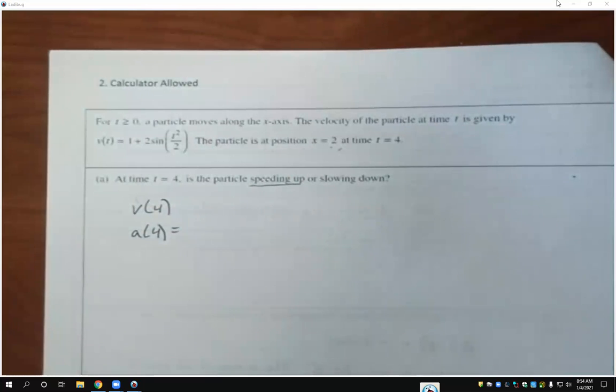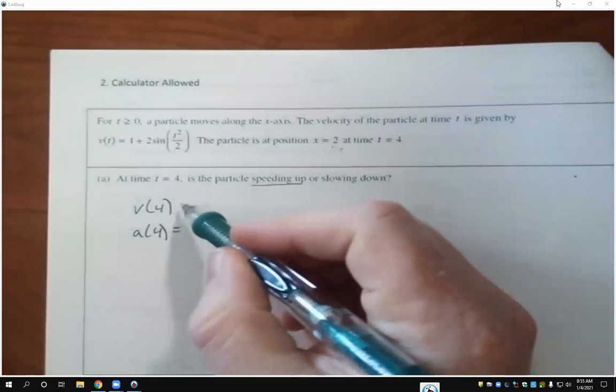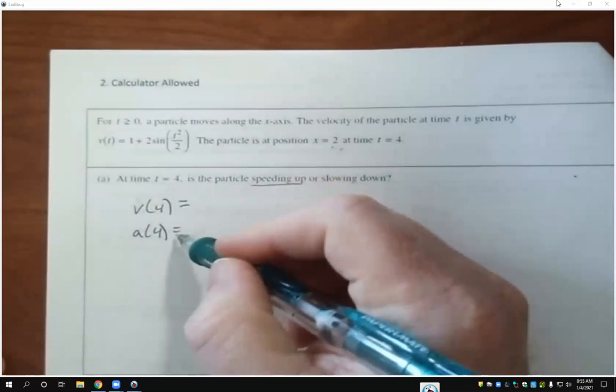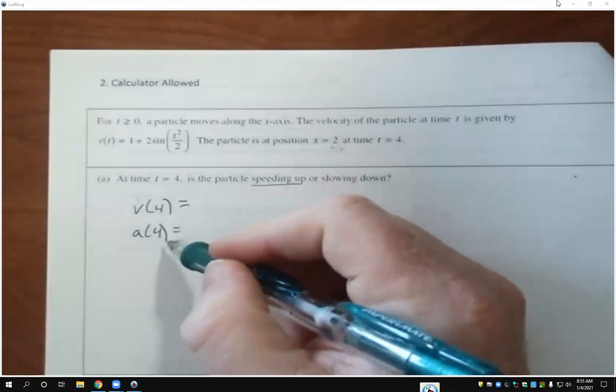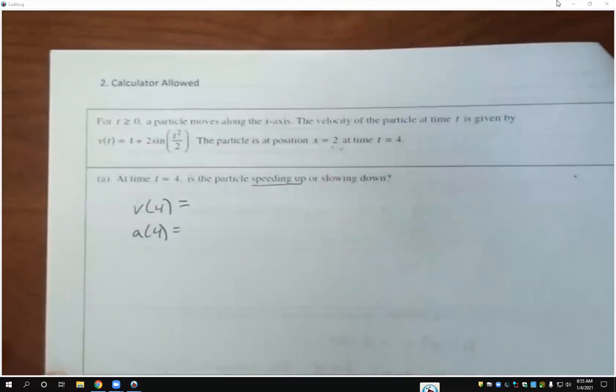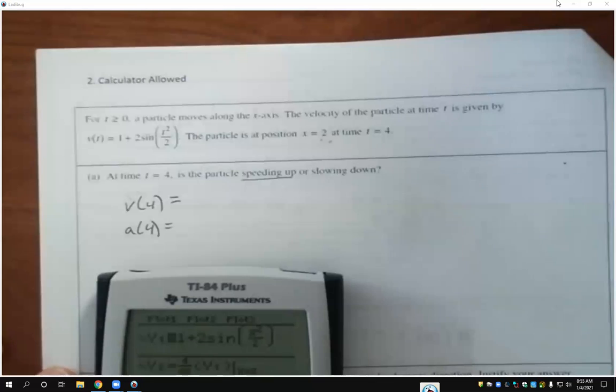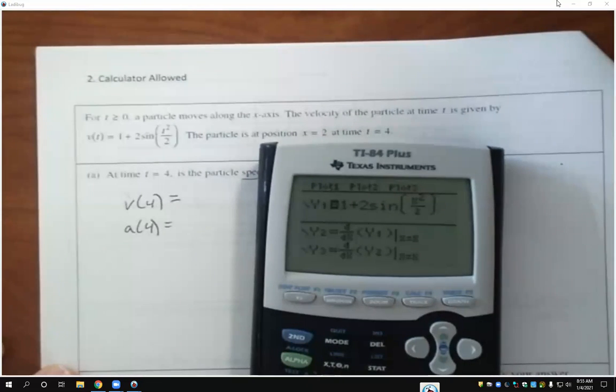Also, I indicated this on your test for some of you that missed it: you need to actually write down these values, okay? You can't just say acceleration is positive and velocity is negative. They need to know the values, okay? And especially since it's a calculator problem, okay?